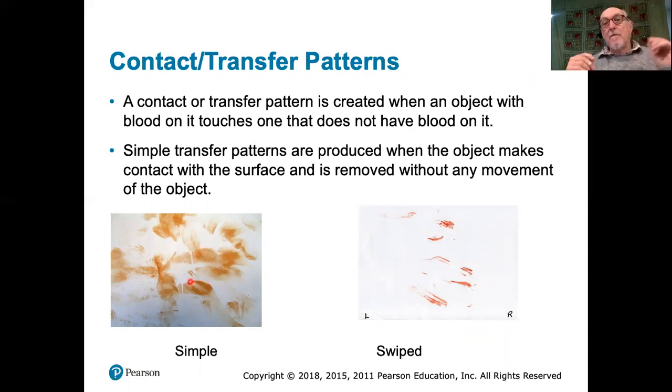But there may also be patterns imprinted from a sleeve, from an object, something brushing against the surface, and those we call a swiped pattern. This is a simple pattern, a simple imprinting, and this may be on any surface. Fingerprints left like this can be resolved on many surfaces, even porous surfaces.